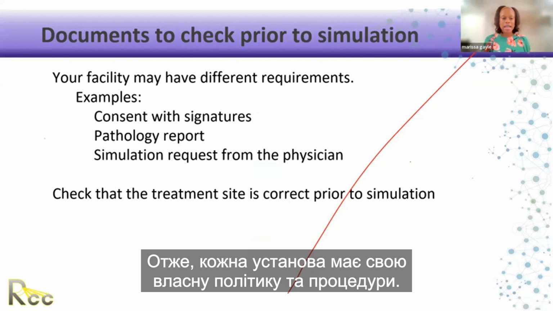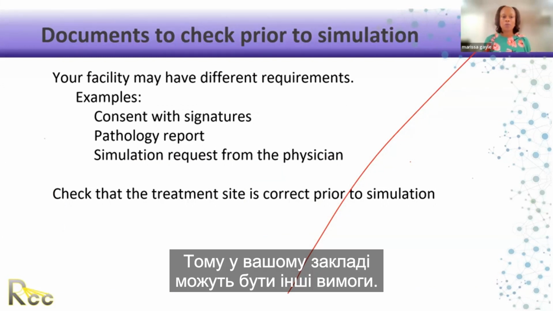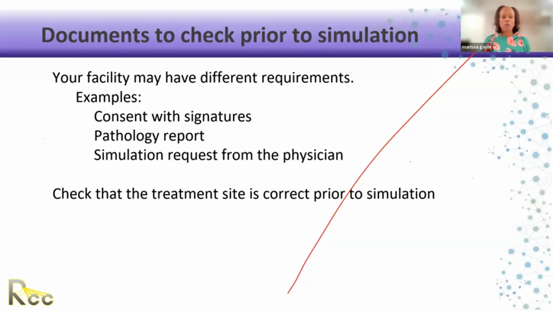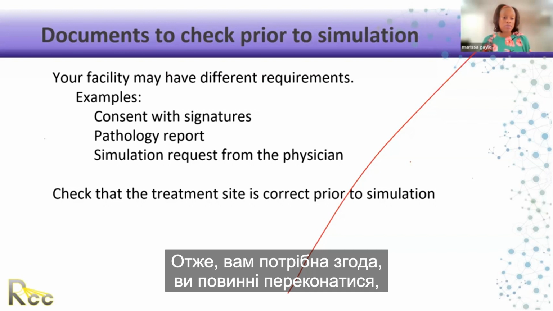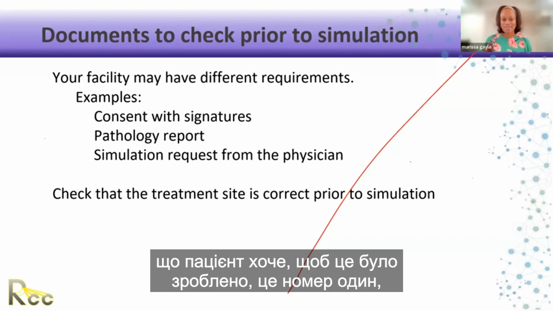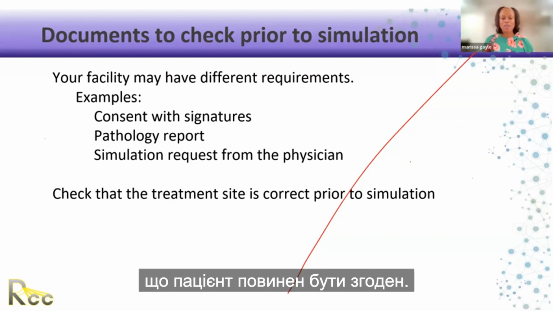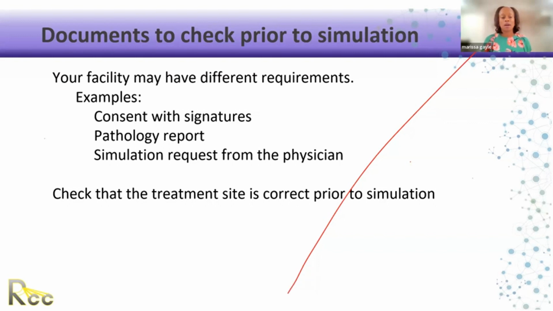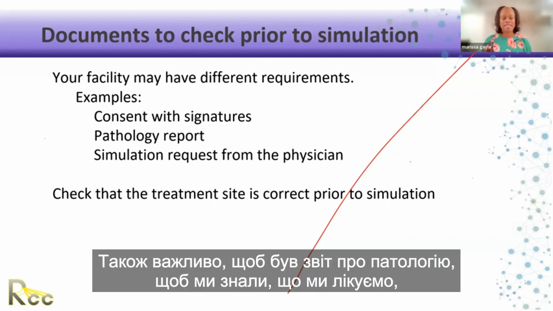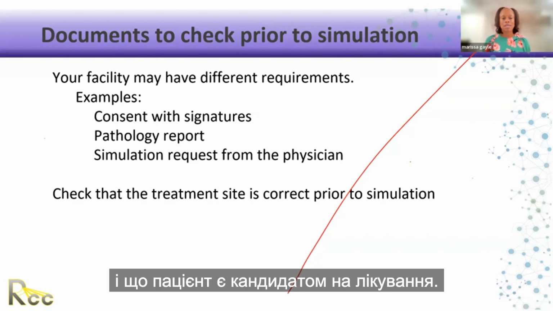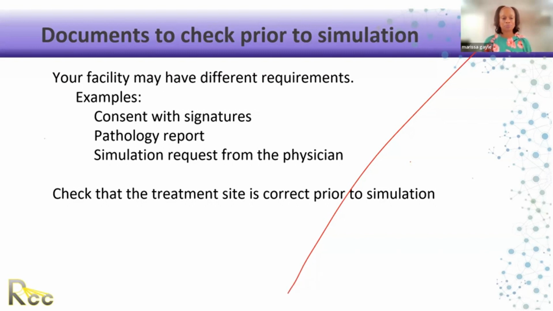So every facility has their own policies and procedures. Your facility may have different requirements before starting treatment. So you need a consent. You need to make sure that the patient wants to get this done. That's number one, that the patient has to be in agreement. Also, another important thing is that there's a pathology report so that we know what we're treating and that the patient is a candidate for treatment.